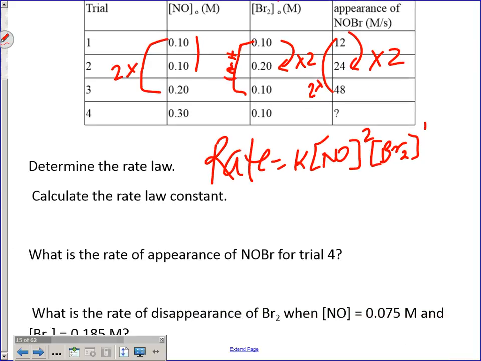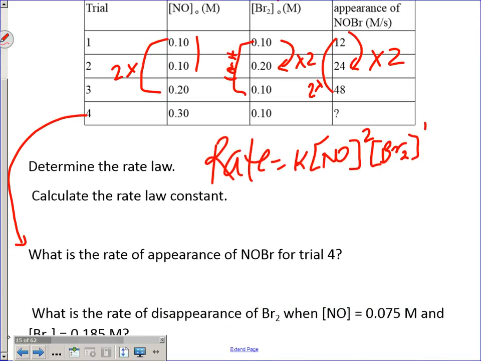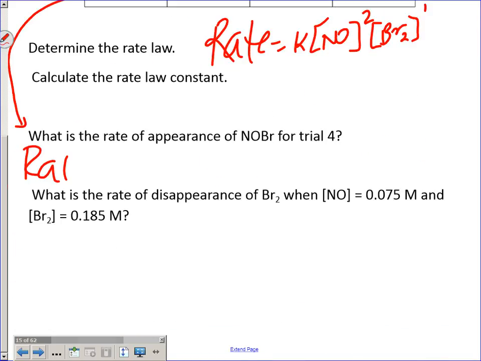It talks about appearance. So if you're reading it, you're like, what is the rate of appearance of NOBr for trial 4? That's just asking, according to the data table, instead of the rate of disappearance of a reactant, it shows the appearance of a product, but they are stoichiometrically related. So we can actually find the rate of appearance by plugging in these values for trial 4 into our rate law, correct? You with me? Okay. So if I got my rate law and plugged in my variables, I got the rate to be 1.08 times 10 to the second molarity per second. So that's just by plugging in.